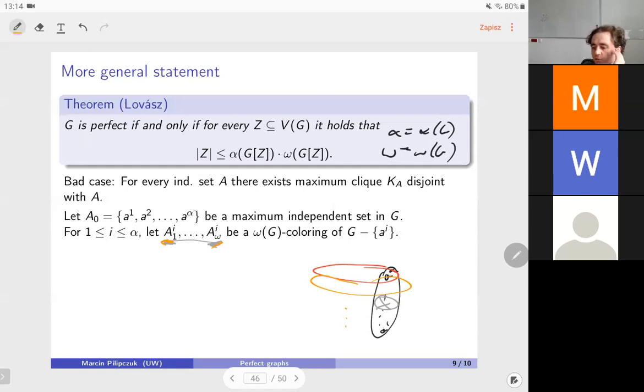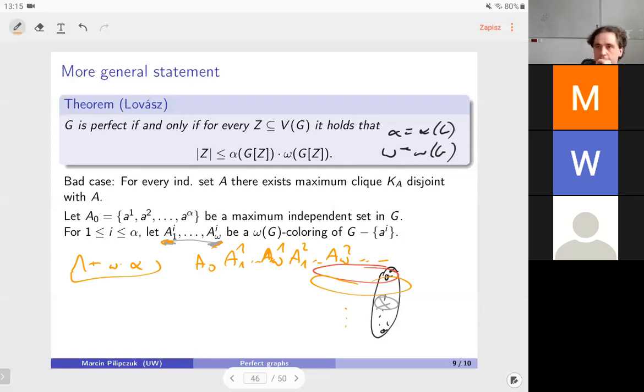So what I produced is really 1 plus omega times alpha independent sets: the independent set I started from, and then the independent sets A_1^1 up to A_omega^1, A_1^2 up to A_omega^2, etc. The key point is that this number is strictly more than the number of vertices of the graph. These are a lot of independent sets.